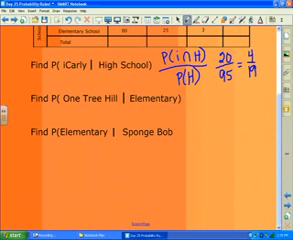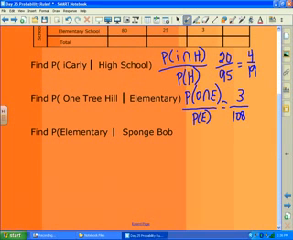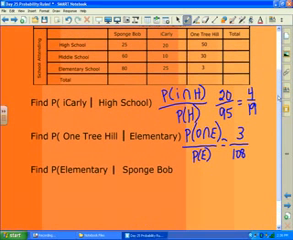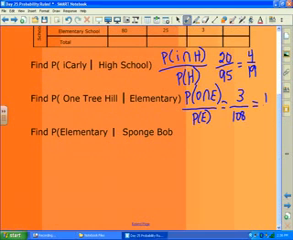All right, here, how am I going to figure that one out? First of all, it's given that they're in elementary, so the probability of elementary is down here. Now, what's the probability of the top? What's that going to be? They want One Tree Hill and elementary. How many of them were there in that category? I think 3. 3. But then if you reduced it, it would be 1 out of 36.